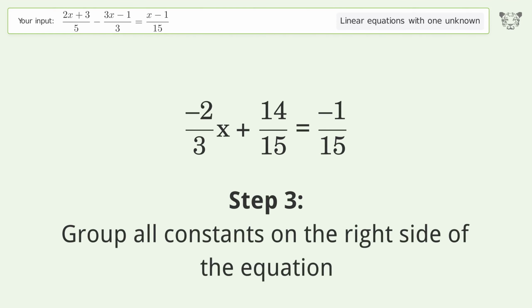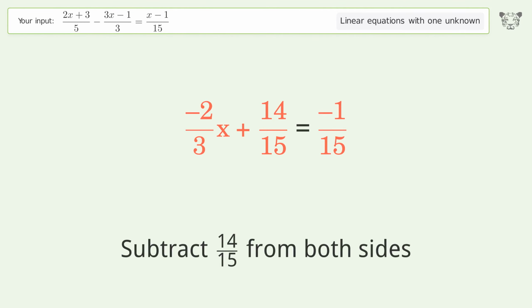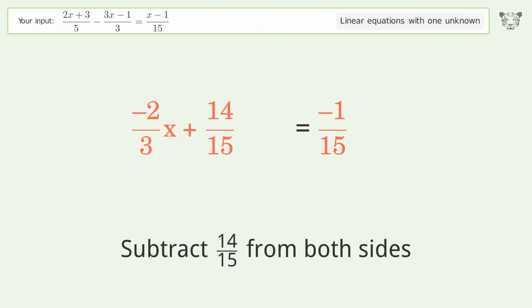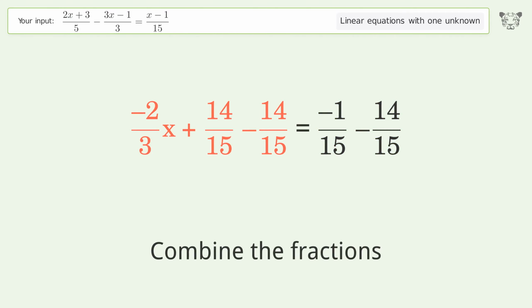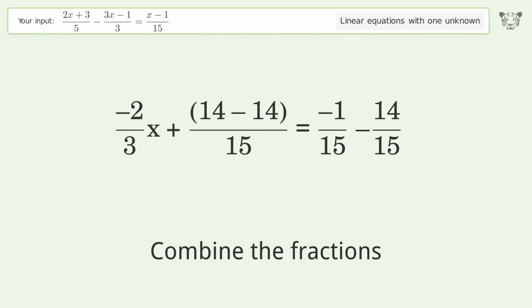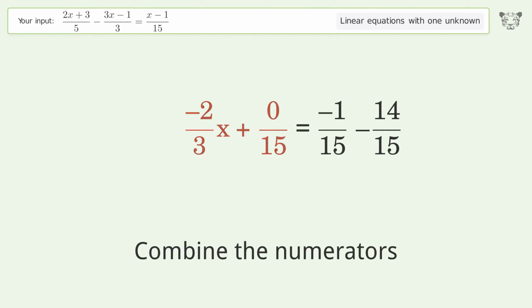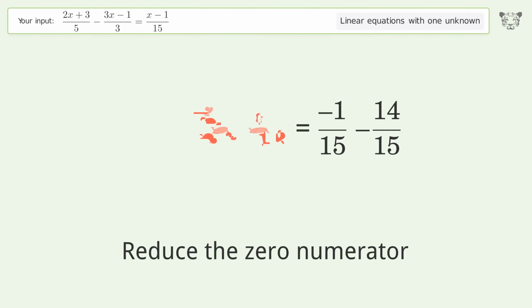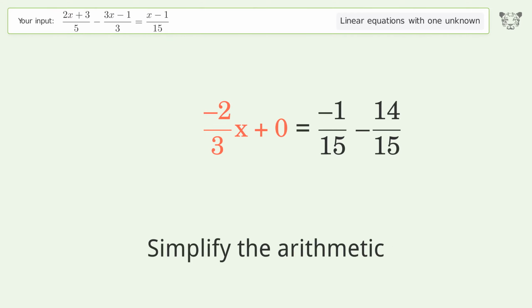Group all constants on the right side of the equation. Subtract 14/15 from both sides. Combine the fractions. Combine the numerators. Reduce the zero numerator. Simplify the arithmetic.